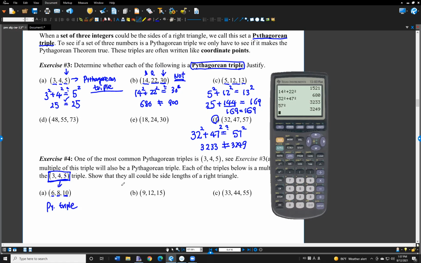What about this one? Times 3 over here, right? 3 times 3 is 9, 4 times 3 is 12, 5 times 3 is 15. This is also a Pythagorean triple.